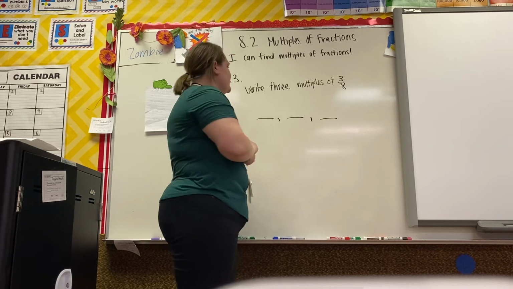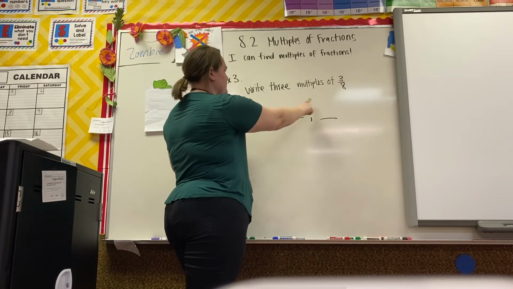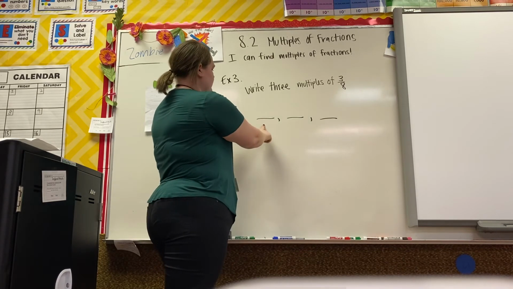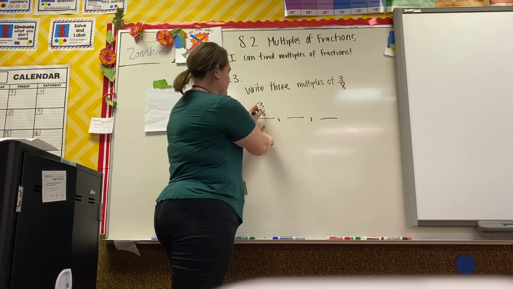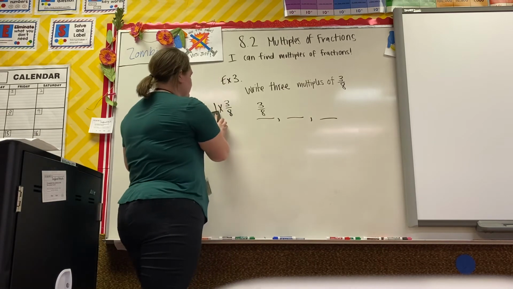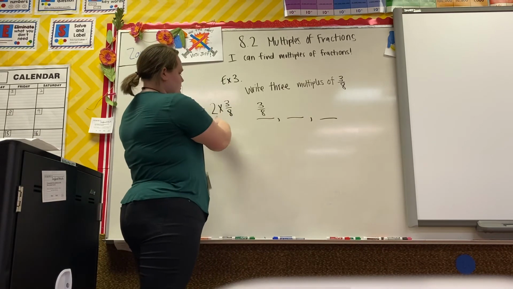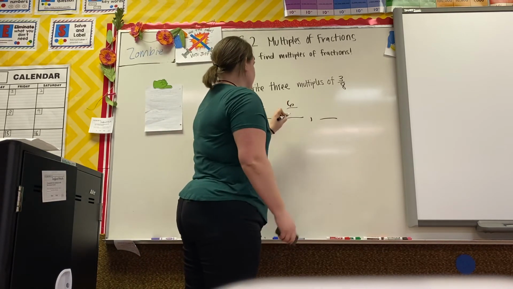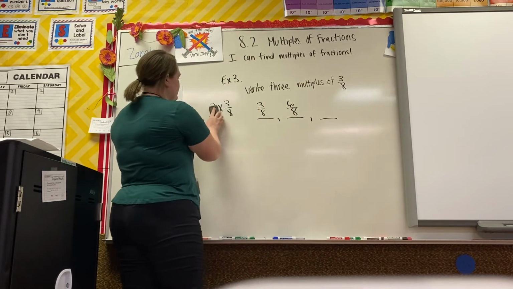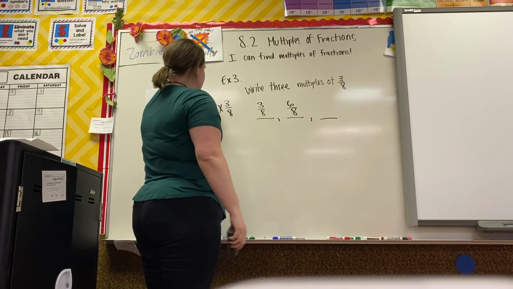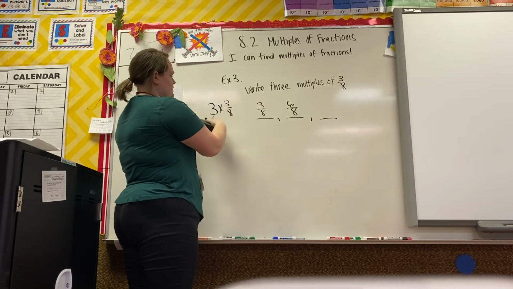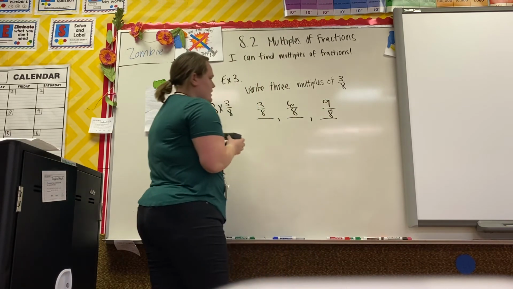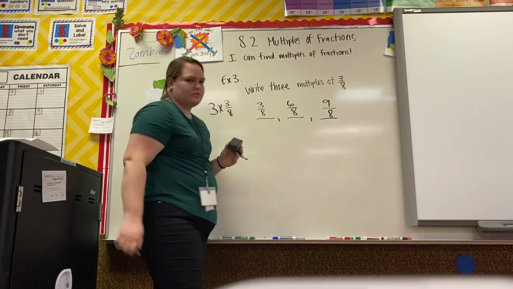Okay, so to do this, I'm going to start with 1 times 3/8, and that gets me 3/8. Then I'm going to do 2 times 3/8, and 2 times 3 is 6, so I have 6/8. And then since I need 3 times 3/8, so 3 times 3 is 9/8. And that is 3 multiples of 3/8.